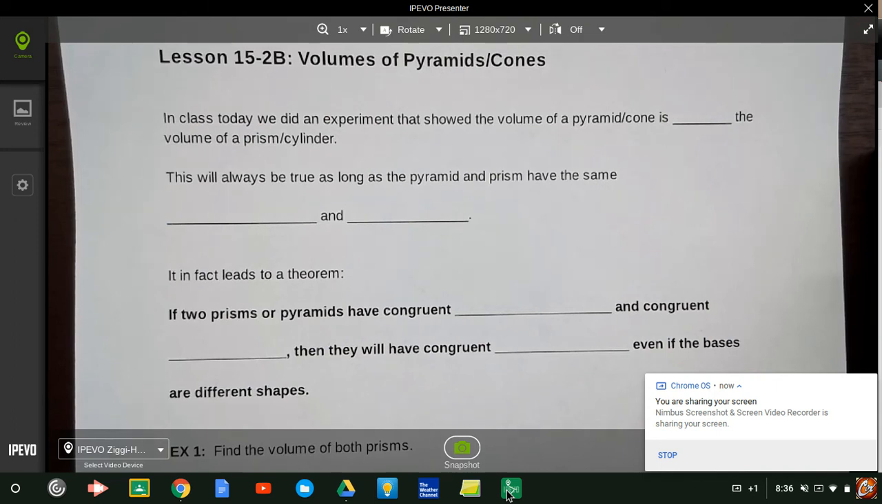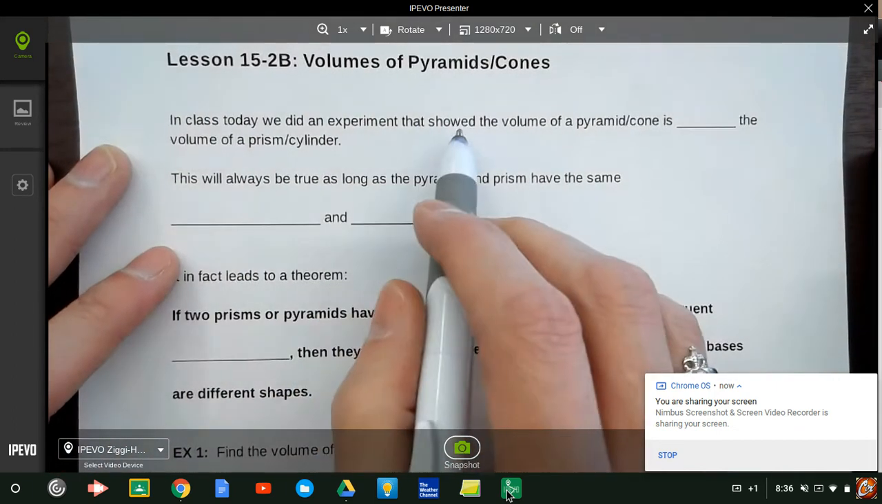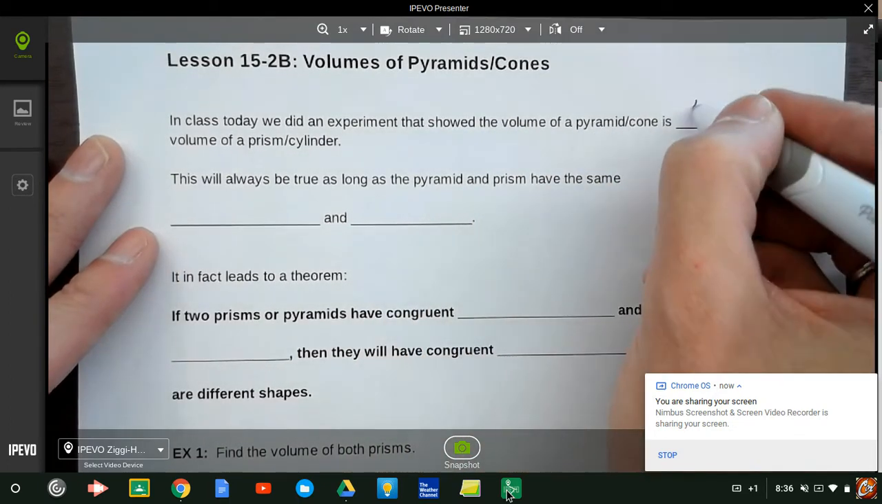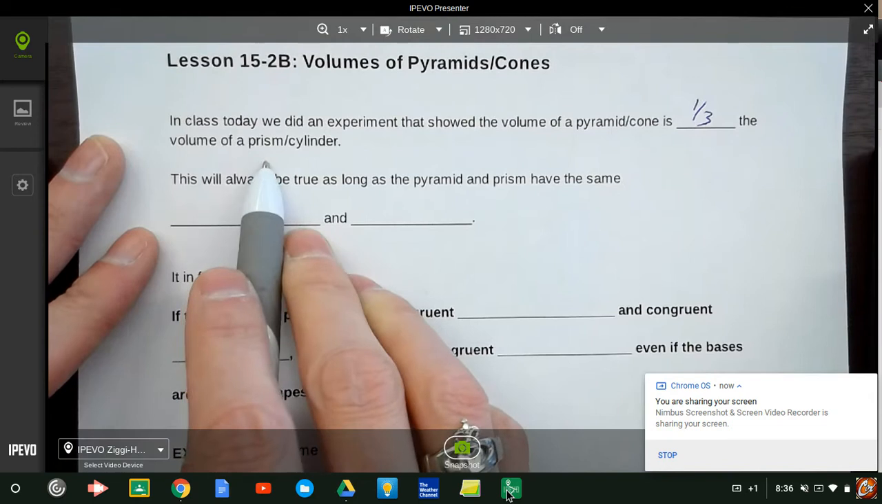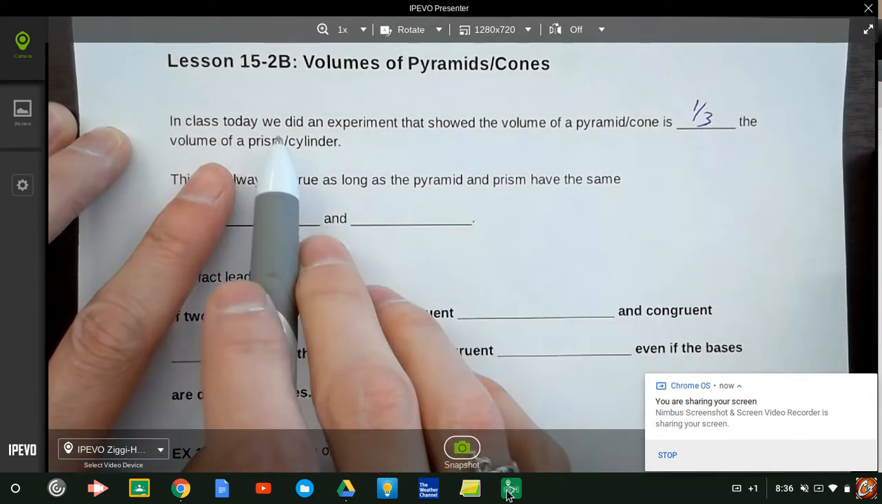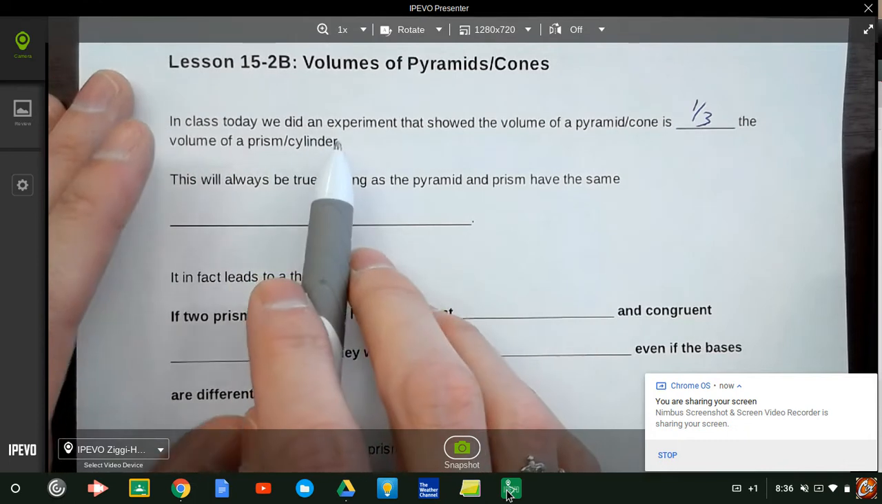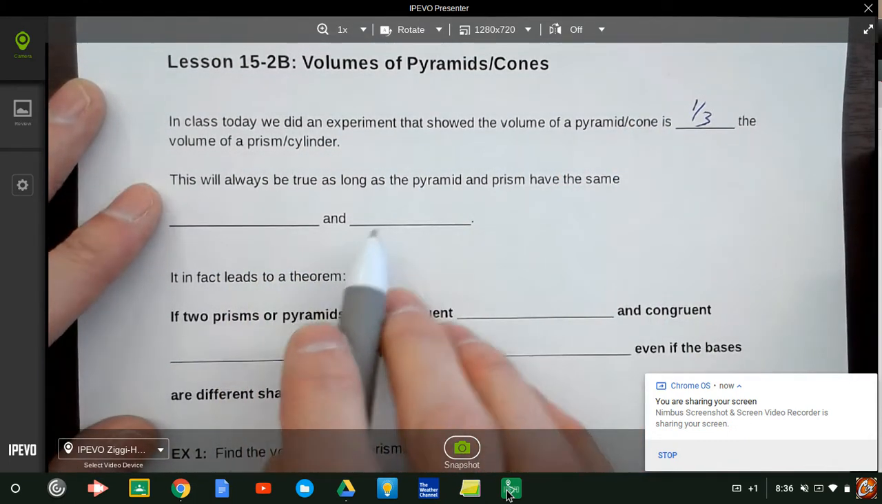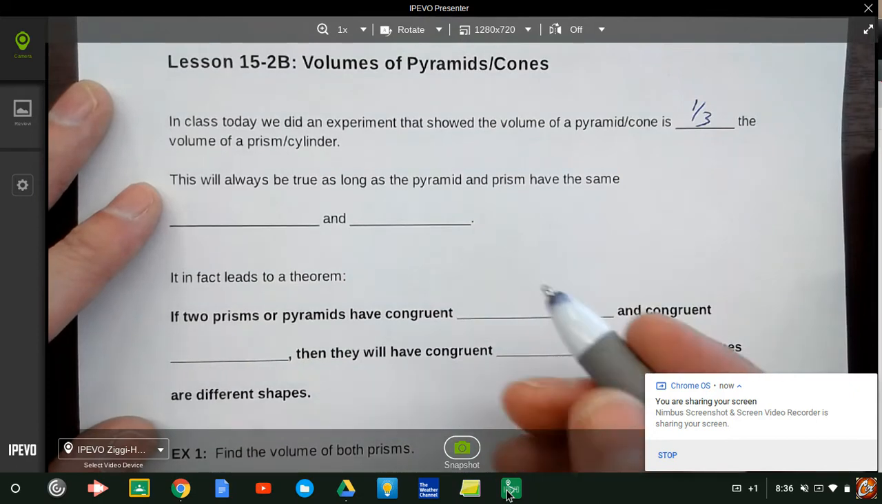So today in class we did an experiment with some rice and some things like that, and we found that the volume of a pyramid or a cone is 1/3 the volume of a prism or cylinder. It took 3 of these pyramids and cones to fill the prism and cylinder. Remember, we did that with the rice. So that's the big deal, which means this is going to build us a theorem every single time.